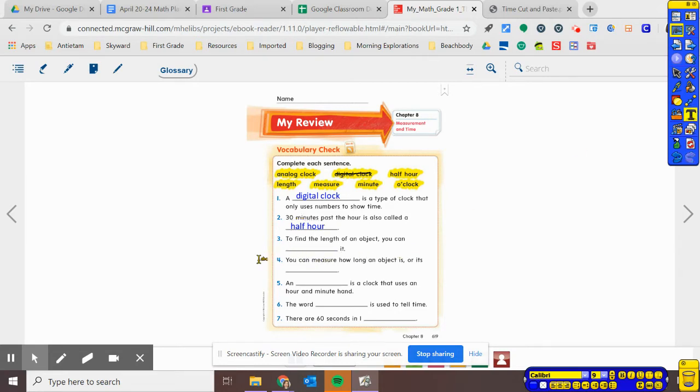Number three says, to find the length of an object, you can blank it. We have analog clock, length, measure, minute, or o'clock. What do you do to find the length? You measure it. So let's write that in. Pause if you need more time to write measure, and then we can cross off measure. Unpause when you're ready for number four.